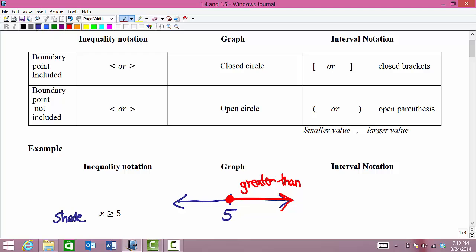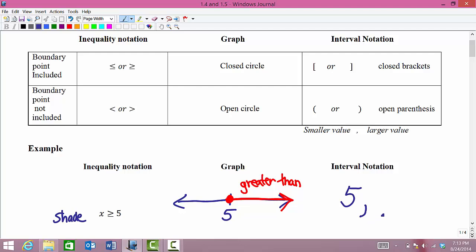Now interval notation does not have any variables in it. It does not have an inequality symbol in it. All we have to do first is write the smaller value on the left. Now if you look at your graph, what's the smallest value represented on that graph? Well, that would be 5.